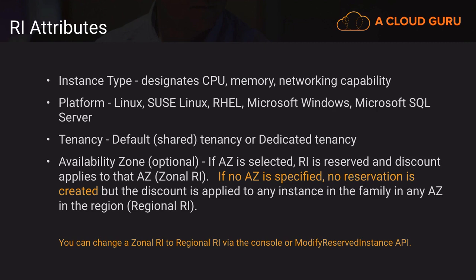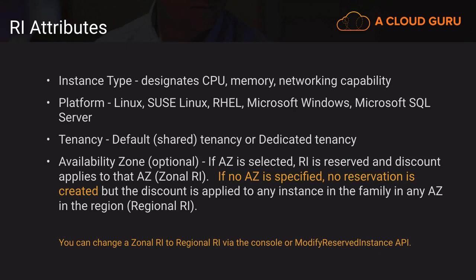That's that secondary market. AWS says that sometime soon you're going to be able to sell convertible instances on the marketplace. So if we look at some of the attributes of a reserved instance, we have to define the instance type. That's just the memory, the CPU, the networking capabilities. We have to define what we want as far as a platform. Then we have to decide what we want as our tenancy, either shared or dedicated. And optionally, we can define an availability zone.